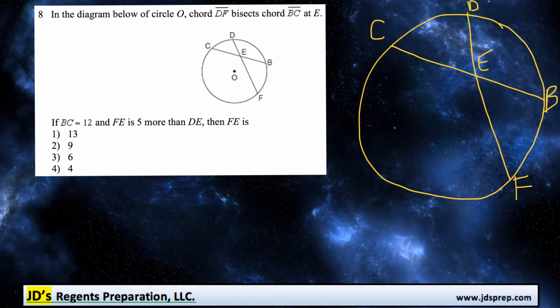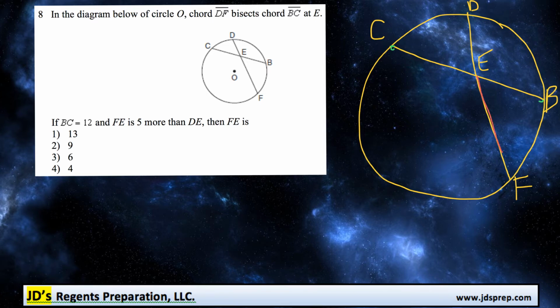This is problem number 8 from the June 2017 Geometry Regents exam. So we've got a diagram here of a circle, and it tells us that chord DF bisects the chord BC at the point E. It also tells us that BC is equal to 12, and the line from F to E is 5 more than from D to E, then we need to find out what FE is.